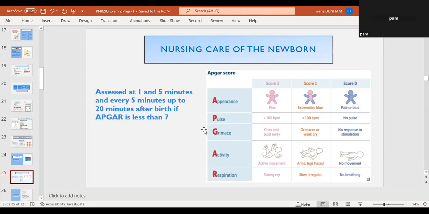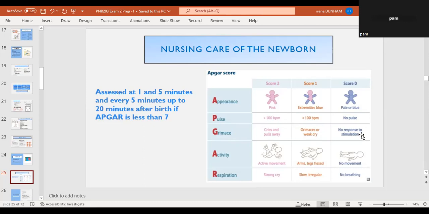Now, G is for grimace. Okay. So he cries and pulls away. That's a 2. Okay. Now, he's got a weak cry. All right. And he grimaces, with a weak cry. Well, I give him credit. You got to give him credit, right? So we're going to give him a score of 1.